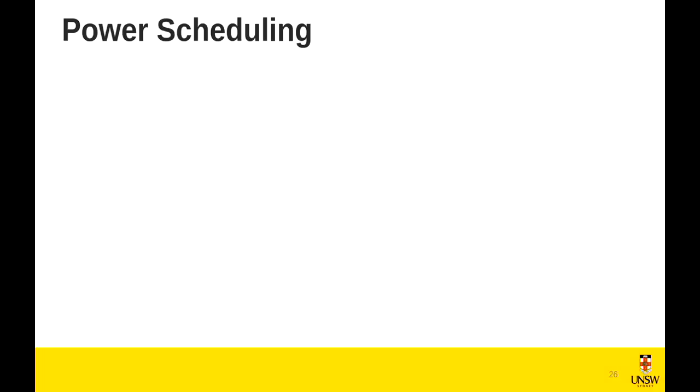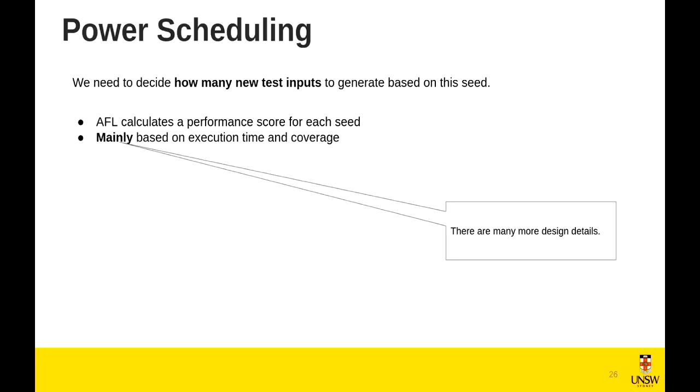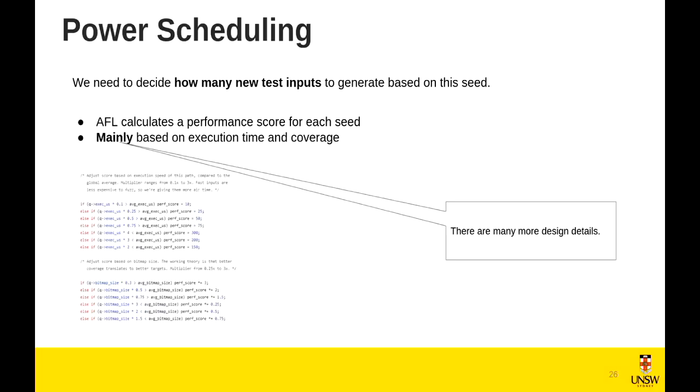And remember, in our last lecture, we mentioned that there's a second decision to be made during fuzzing after selecting the seed. After we have selected a seed, we need to determine how many new test inputs we should generate based on that seed. And AFL calculates a performance score for every seed. It is mainly based on the execution and coverage, execution time. Why do I say mainly here? Because there are many more design details. And you can have a look at the source code on your own later.